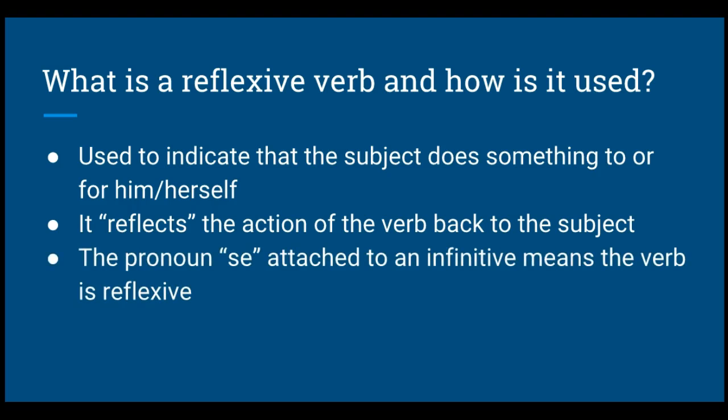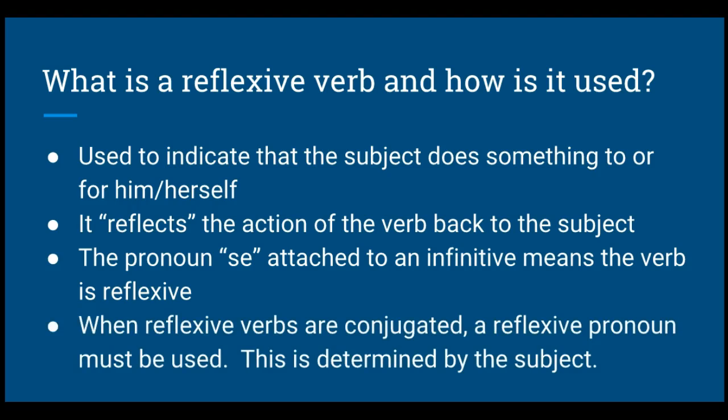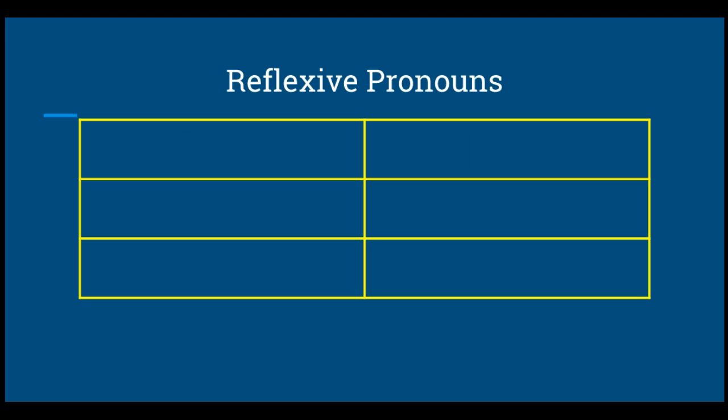When you see the pronoun se at the end of an infinitive verb, that tells you that it's a reflexive verb. When you conjugate reflexive verbs, you use a reflexive pronoun, and the subject determines which reflexive pronoun you'll use. Here are the reflexive pronouns that you'll use. If you want to say that I'm doing something to myself, then I would say me in front of the conjugated verb. If you are doing something to yourself, then you would use te.